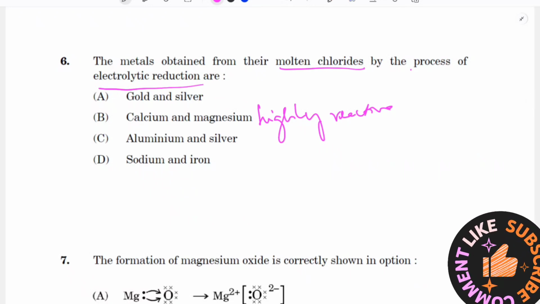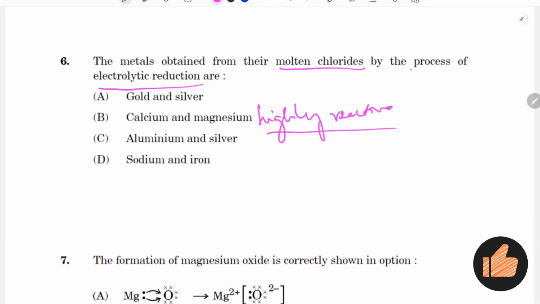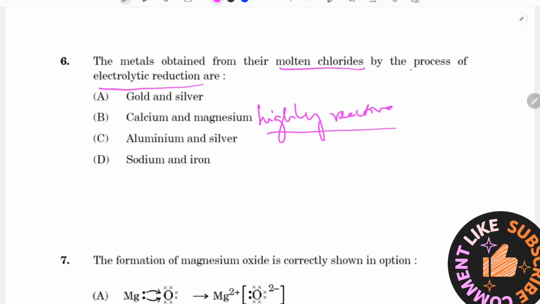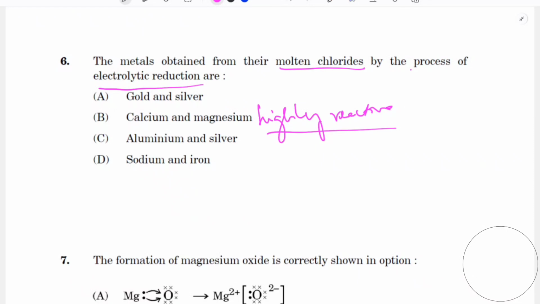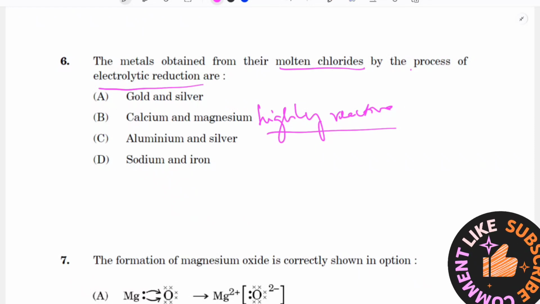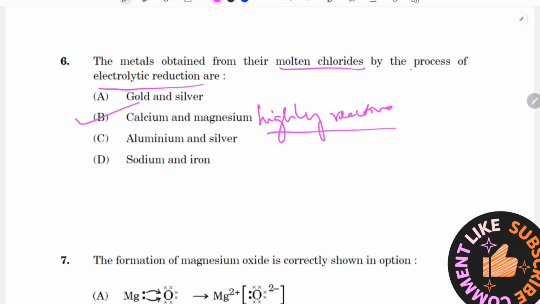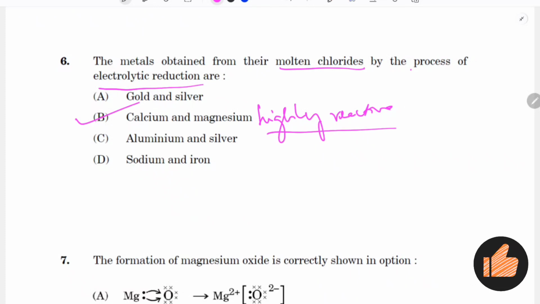So they are extracted by electrolysis of their molten chloride. So here itself we are having the answer. Calcium and magnesium are highly reactive, so they are extracted by the process of electrolysis of molten chloride. So the correct answer here is B.